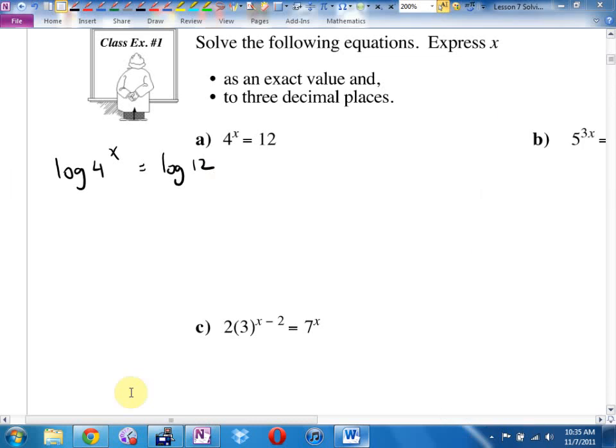Ryan, why is this so nice? What can I do with that x now? I can take it from upstairs where I cannot do anything with it, and I can move it to the front, and it's now on ground level. I can rewrite this as x log 4, not base 4. x log 4 equals log 12. Folks, I need you to stop talking, please.